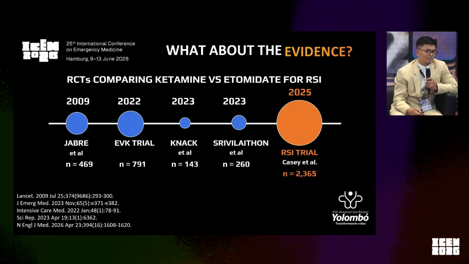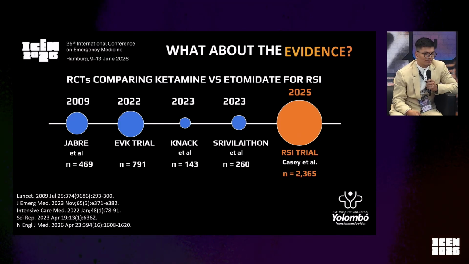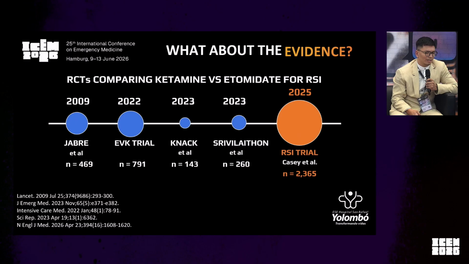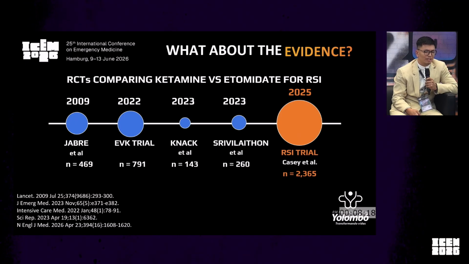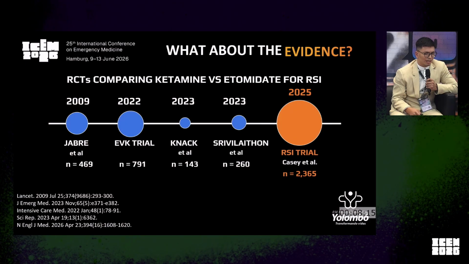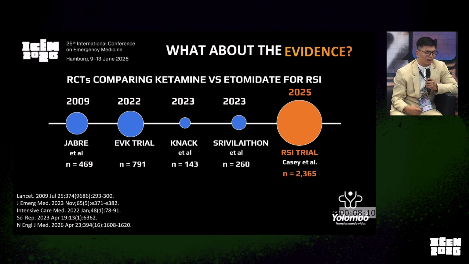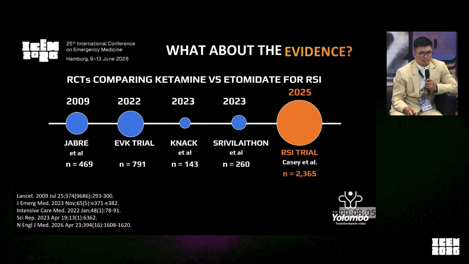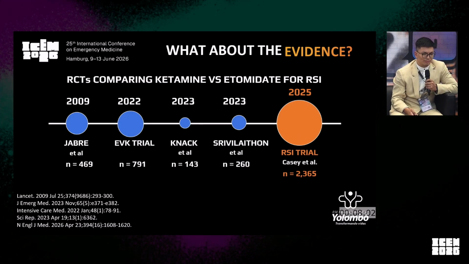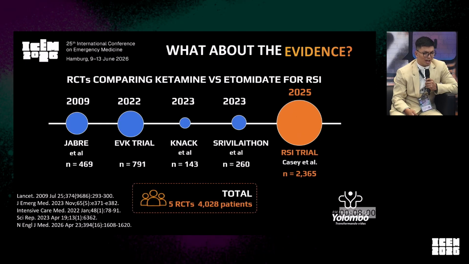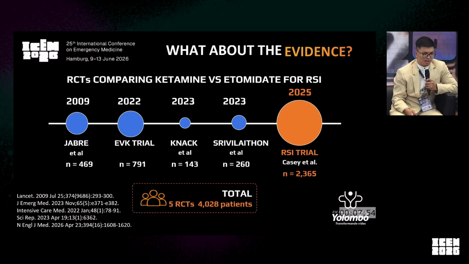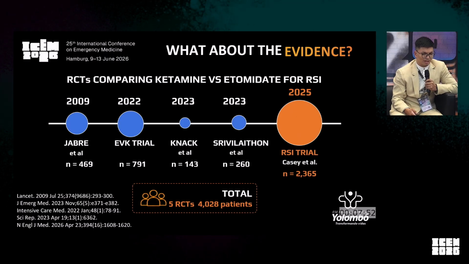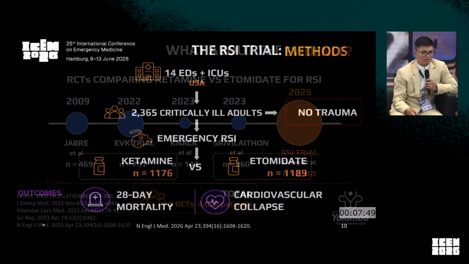The EVK trial is famous because it's the first trial where they found an association between ketamine and cardiovascular collapse. Some of the other trials tried to find an association between etomidate and lung or organ dysfunction, such as the SOFA score, between ketamine and etomidate, until last year when the RSI trial was published in the New England Journal of Medicine. So we have a total of 5 RCTs with more than 4,000 patients, but the most important evidence came last year with the RSI trial, so we're going to discuss this trial.